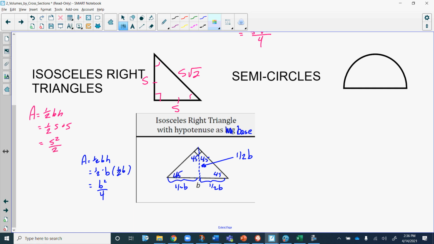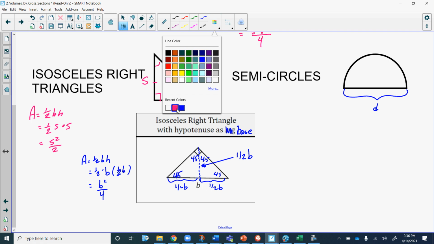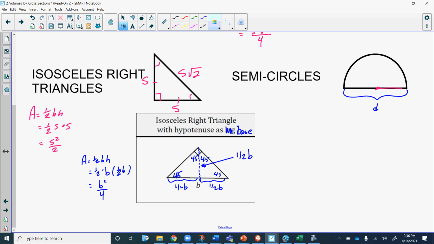And a semicircle, again, there's nothing in particular saying what this is, but we typically think of this as the diameter. So the radius would be half of that. From here, this way, that's a radius. From here, this way, that's a radius. A lot of times we think of the circle area in terms of the radius, because that's what it uses. The area of a circle is pi r squared, so the area of a semicircle is going to be half pi r squared.